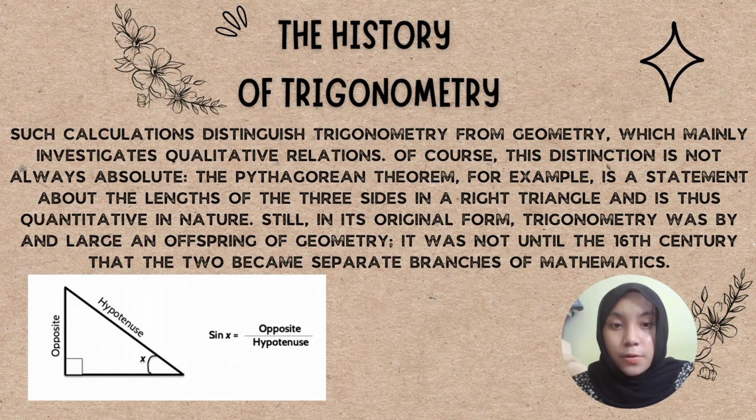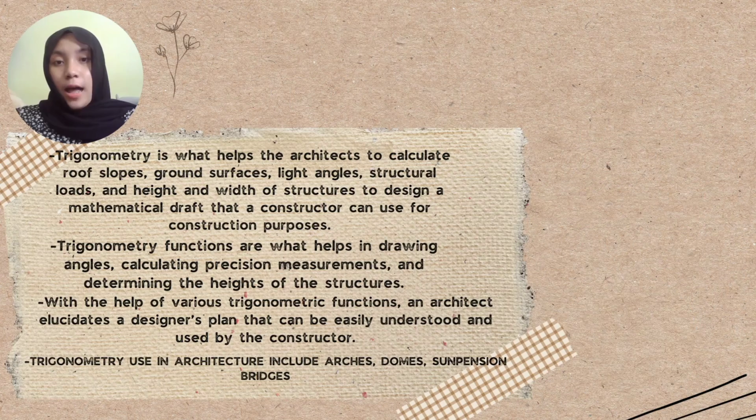The Pythagorean theorem, for example, is a statement about the lengths of the three sides in a right triangle and is thus quantitative in nature. Still, in its original form, trigonometry was by and large an offspring of geometry. It was not until the 16th century that the two became separate branches of mathematics.